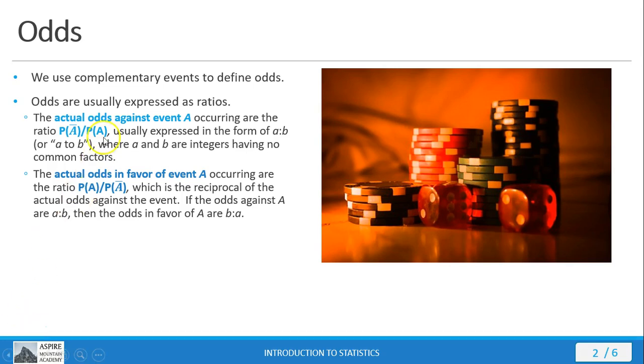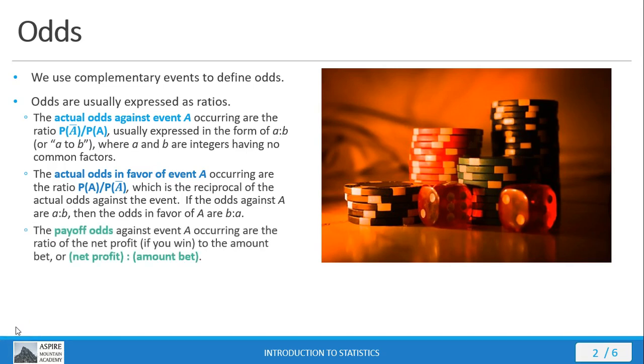And the way I tell them apart, I remember I've got this fraction that involves the probability of not A on one side and the probability of A on the other. But which one goes on which side? On the top of the fraction, notice the actual odds against event A has the probability of not A on top. The actual odds in favor of event A have the probability of A on top. And so that's how I remember which way it goes when I'm calculating actual odds.